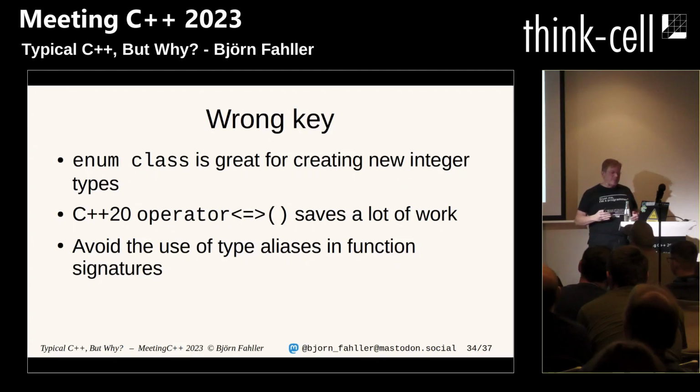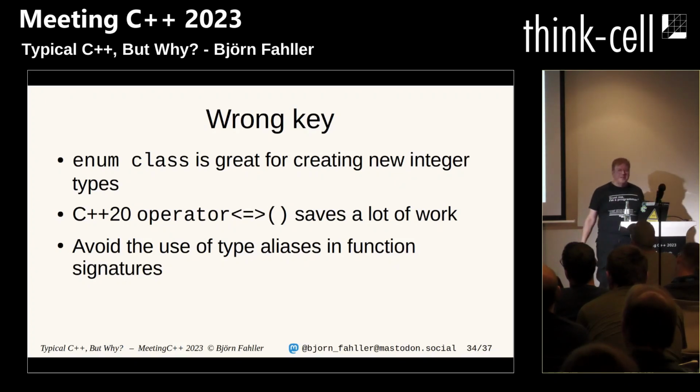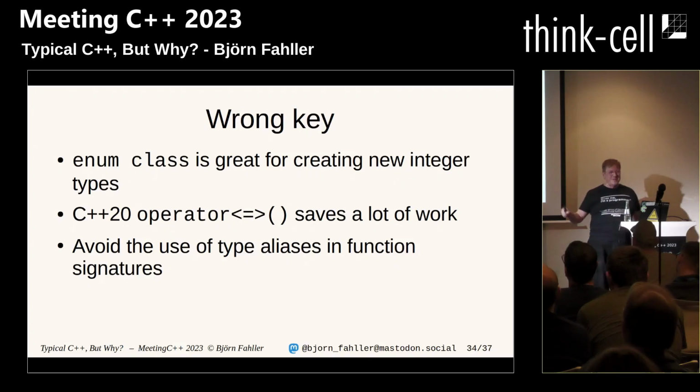So enum class is great for creating new integer types. The spaceship operator is awesome. It's absolutely fantastic. It saves you a lot of work. And avoid the use of aliases in function signatures. Now, type aliases are tremendously useful, but not in that context, not as function parameters.